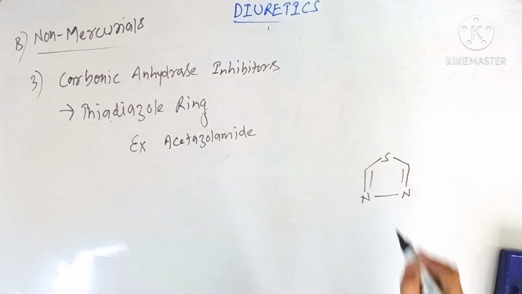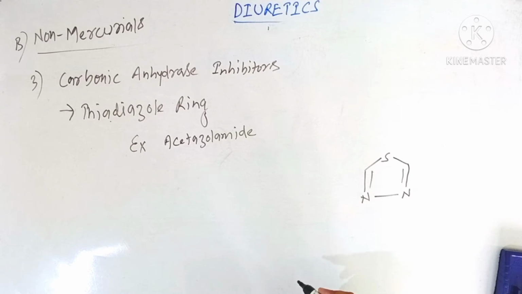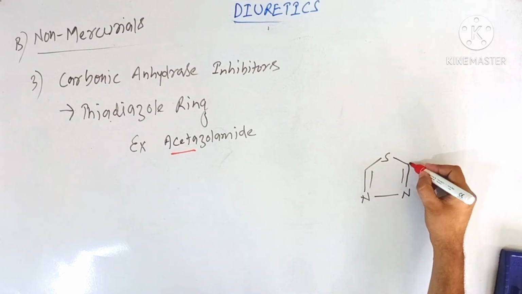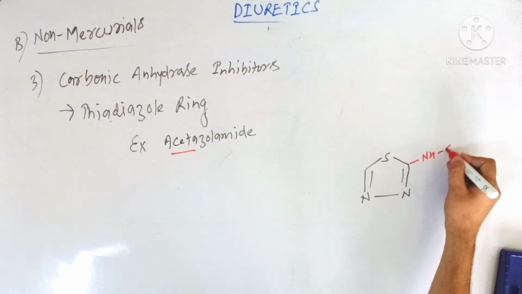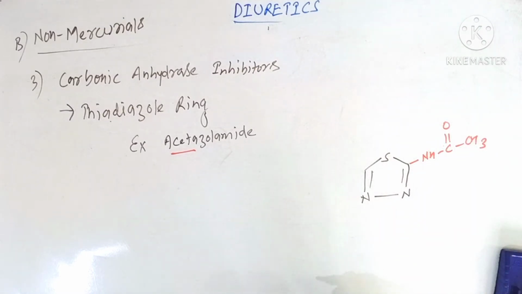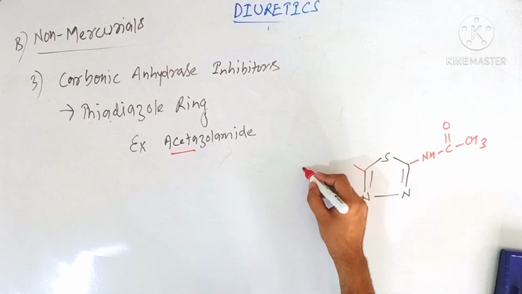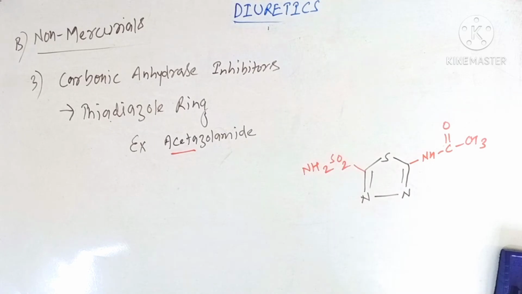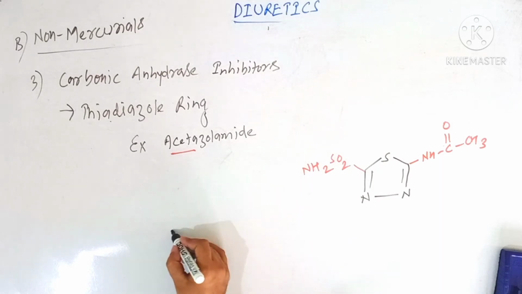So this is your thiadiazole, and acetazolamide, as the name indicates, has an acetamido group. Aceta means acetamido group. So this is your NHCOCH3. This is the acetamido group, and here at this position they have a sulfamoyl group, NH2SO2. This is the structure of acetazolamide. Now the second drug which comes under this class is methazolamide.